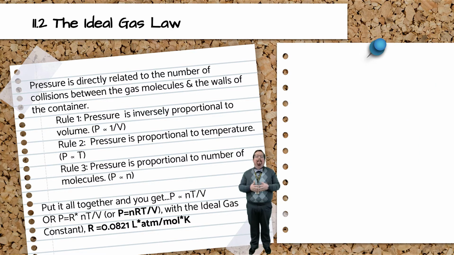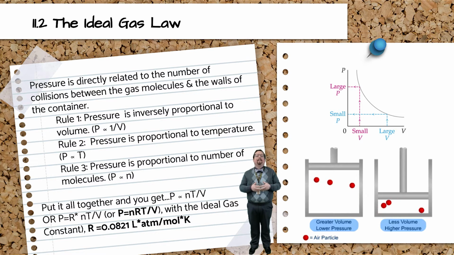So rule number 1 is that the pressure is inversely proportional to the volume. In other words, it's directly proportional to the inverse of the volume. As the volume decreases, there will be less wall surface area for the particles to hit, meaning the same amount of collisions happen overall, but they take place in a smaller area, causing more force per area or a higher pressure. If the volume increases, there's more wall space for the particles to hit. So the same amount of collisions get spread out over a larger area, creating a lower pressure.